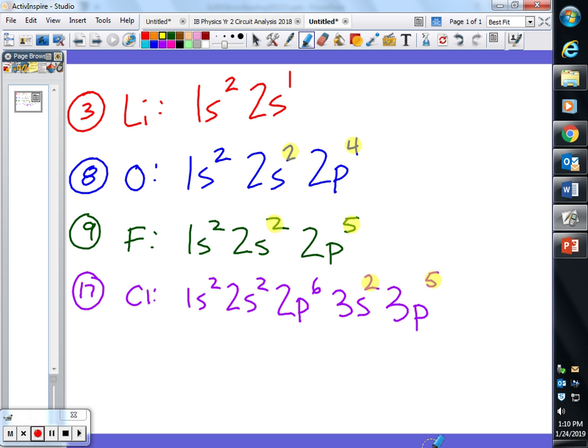Here's oxygen. How many valence electrons does oxygen have? 6. So 2 plus 4 right now is 6. How many more electrons does oxygen want to pick up? 2 more, okay? I'm going to draw 1 more electron configuration up here on the board because it's important to this discussion.